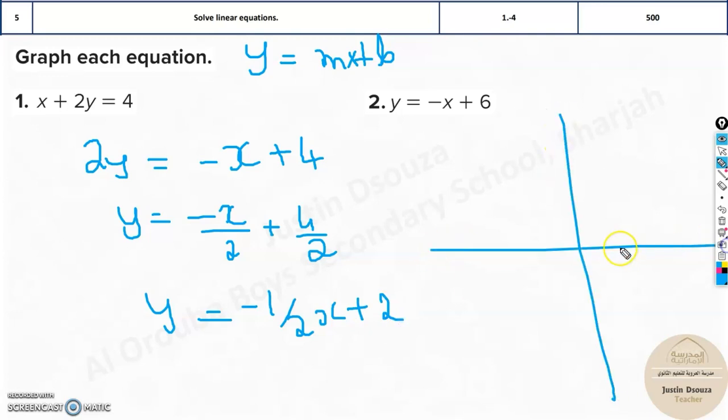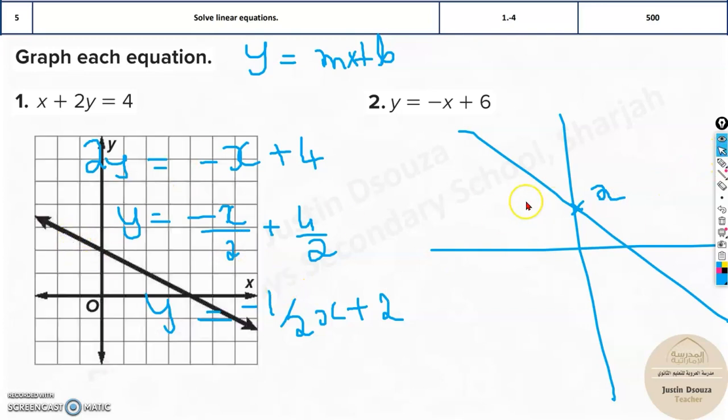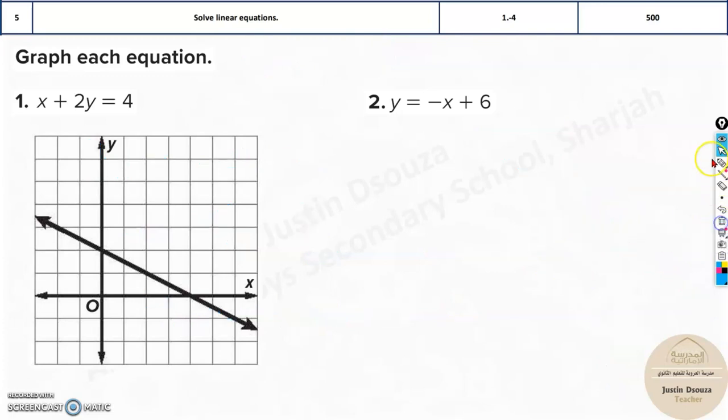So the slope is negative. Now you must remember, whenever the slope is minus, the line goes downwards. If the slope was positive, it goes upwards. Now here it's minus half. It will be something like this, plus 2. So the graph will look somewhat like this. Since you will have the MCQ options, you can easily find out this was 2. Yes, we got it correct.